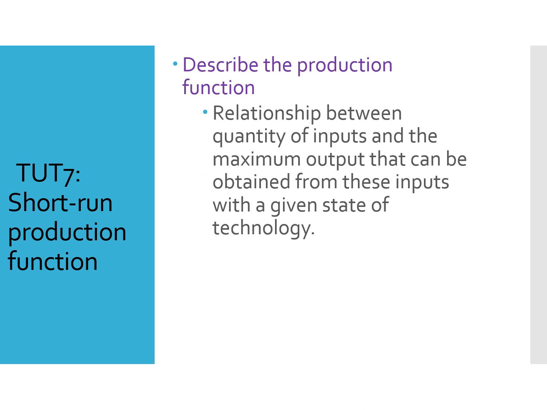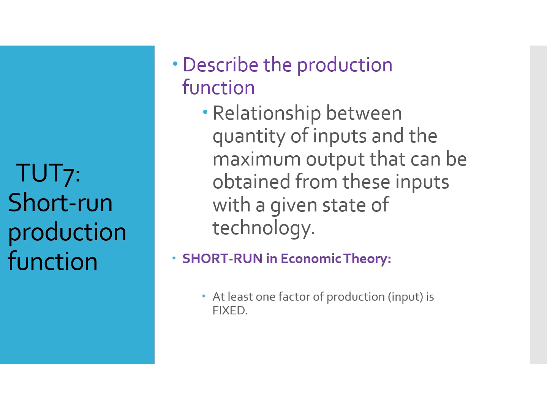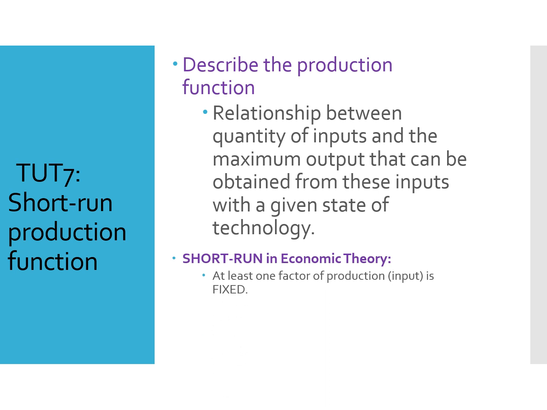All right, you've got to be able to describe the production function. Pretty much not much different to what I've already told you. So it says relationship between quantity of inputs and the maximum output that can be obtained from these inputs with a given state of technology. Pretty much what we said in shorthand on the previous slide. And then back to our short run in economic theory. At least one factor of production or input is fixed.